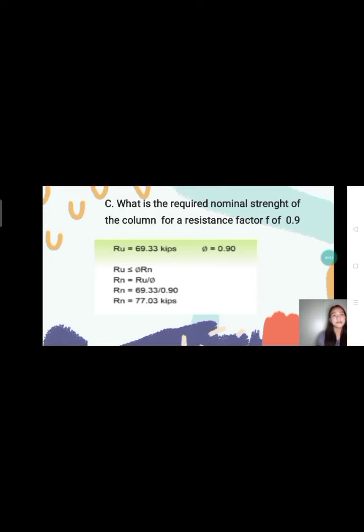Letter C. What is the required nominal strength of the column for a resistance factor of 0.9? The factored load is equal to 69.33 kips and the resistance factor is equal to 0.9. We are going to use the formula: the required nominal strength is equal to the design strength over the resistance factor, and you need only to substitute the values. 69.33 over 0.90 is equal to the required nominal strength, which is 77.03 kips.